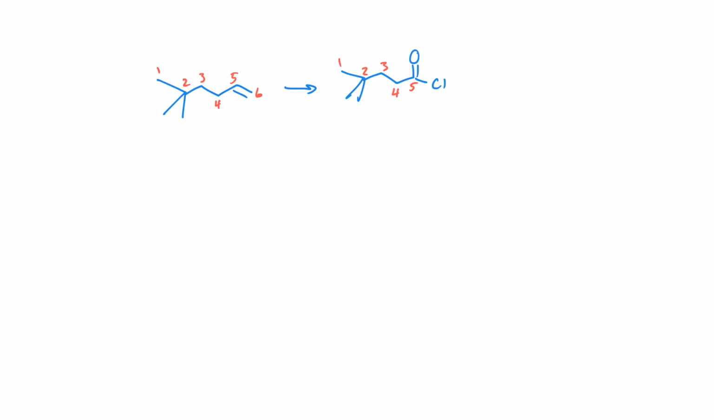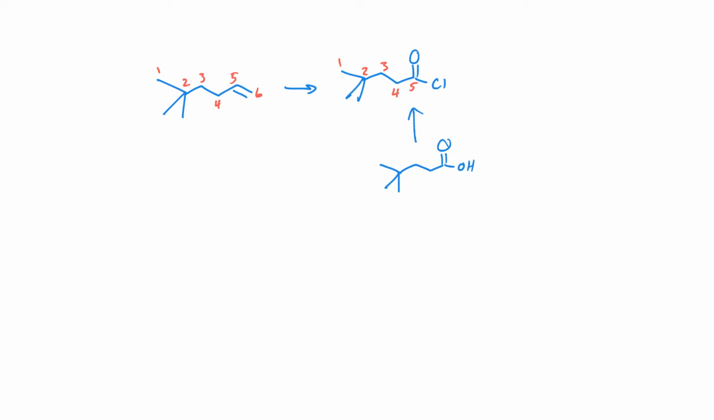All right, so it looks like we lost carbon number 6 somehow, and we ended up with an acid chloride. An acid chloride, of course, can come from a carboxylic acid. I think that's the most likely place to get it. How can we create a carboxylic acid on carbon number 5 and lose carbon number 6?